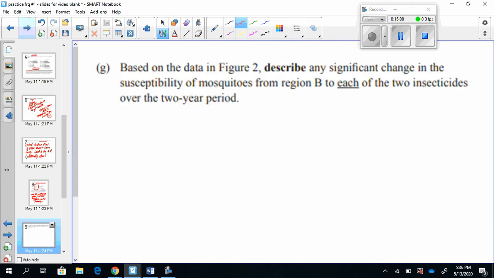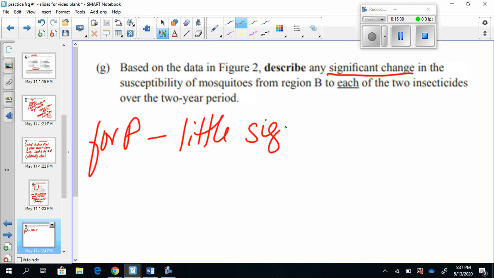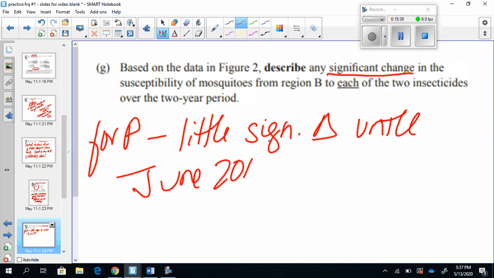All right, next one. Based on the data in figure 2, describe any significant change in the susceptibility of mosquitoes from region B to each of the 2 insecticides over the 2-year period. Okay, so I have to do it for both. I will do it for the P insecticide first, and it seems like there's little significant change until June 2010. So let's go back to my data chart.